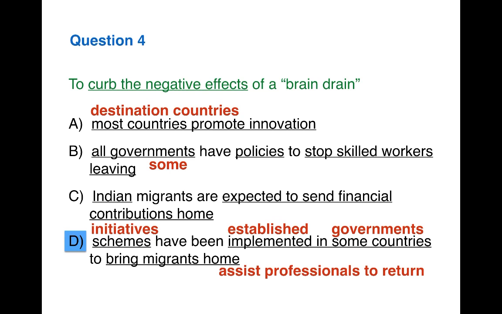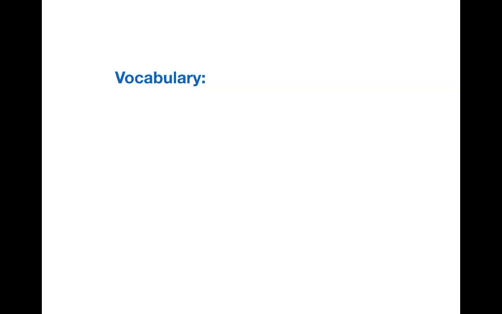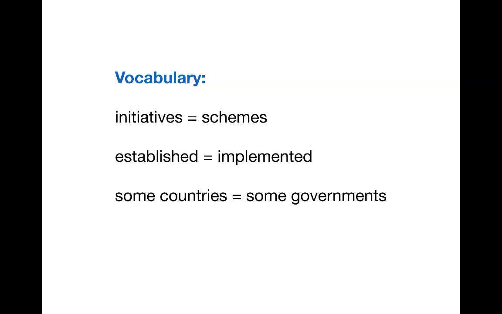And C, Indian migrants are expected to send financial contributions home. It doesn't say they send any money home, it just says they are expected to eventually contribute to the country. So one day they will give something back, maybe when they return home to work. So D was definitely the right answer there, and the vocabulary that we had from that was initiatives, meaning schemes, established, meaning implemented, and some countries the same in this case as some governments.